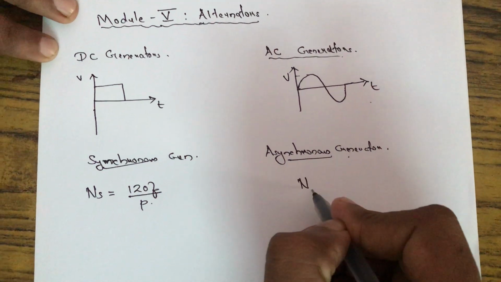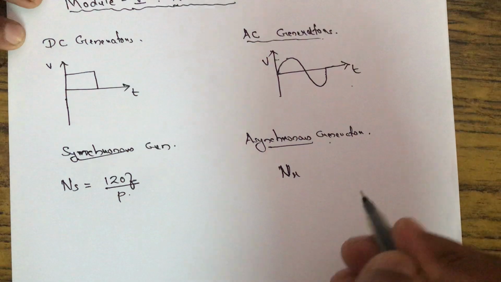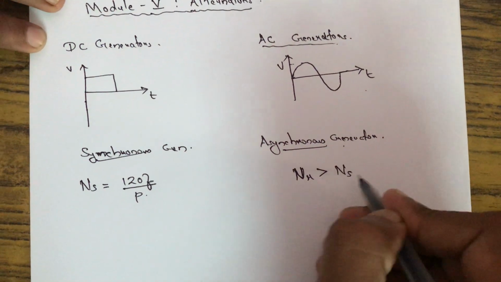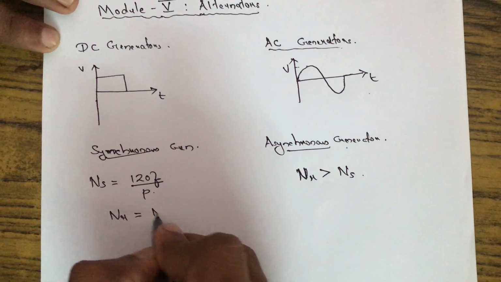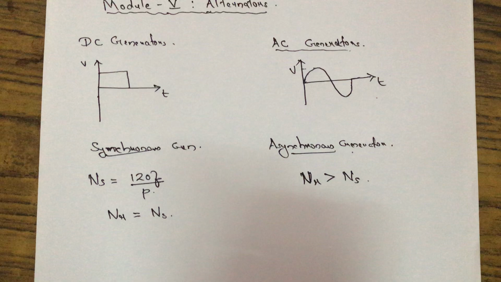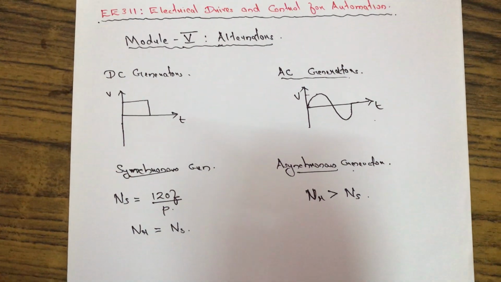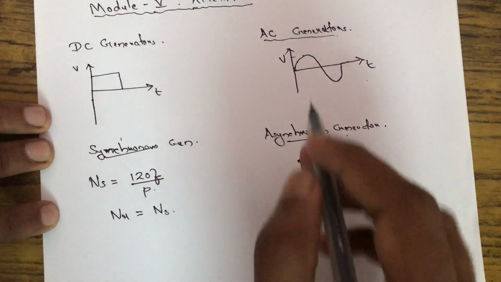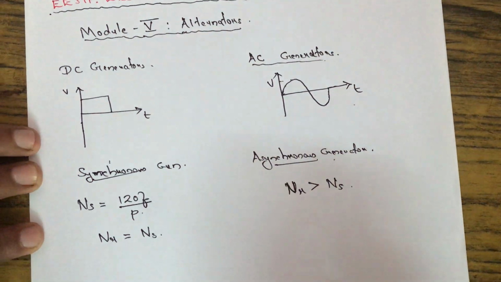that is, the speed of the rotor of this generator, consider Nr, will be greater than the synchronous speed. Here the rotor speed will be equal to the synchronous speed given by 120 F by P, where F is the frequency and P is the number of poles. So this is the synchronous. There are two types of AC generators, that is synchronous generators and asynchronous generators.